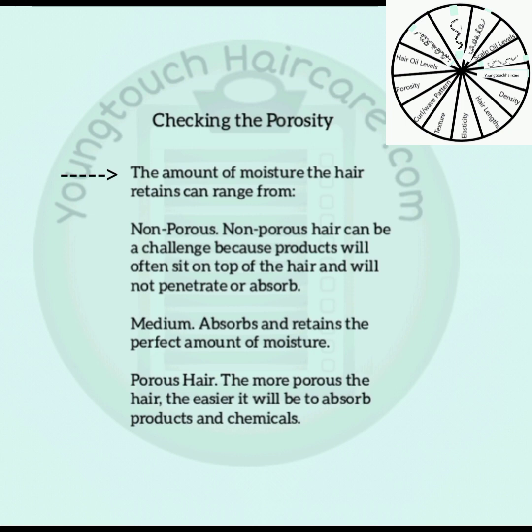The amount of moisture the hair retains can range from non-porous. Non-porous hair can be a challenge because products will often sit on top of the hair and will not penetrate or absorb. Medium. Absorbs and retains the perfect amount of moisture. Porous hair. The more porous the hair, the easier it will be to absorb products and chemicals.